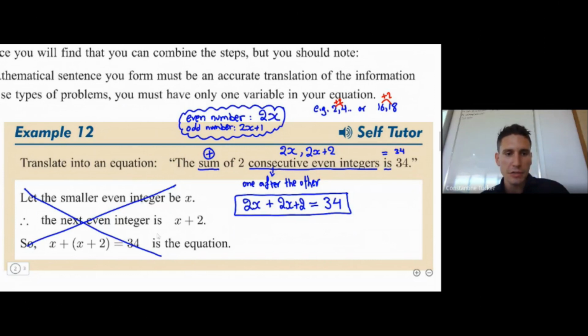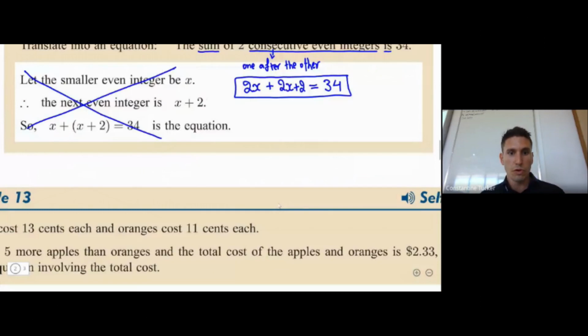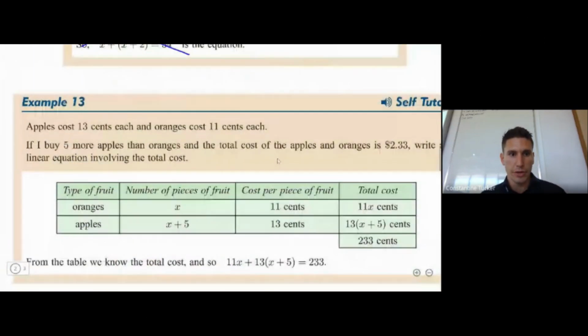Basically, the textbook considers that this is probably going to be too tricky for you to remember that an even number is 2x and an odd number is 2x plus 1. But I want you to memorize this. Please, any even number is always 2 times something, and use this notation. Right, let's move on to another example here.